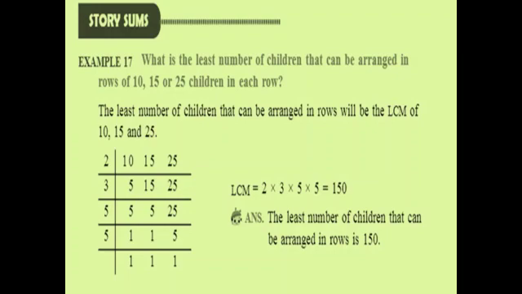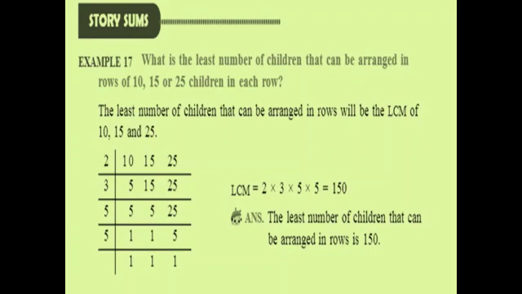So in HCF we saw greatest number. If you have greatest number or maximum number, then you will find the HCF. If you have least number or minimum number as the keyword, you will do LCM. So here we will do the LCM by short division method. You can either do prime factorization method or short division method. Here we have done short division method.